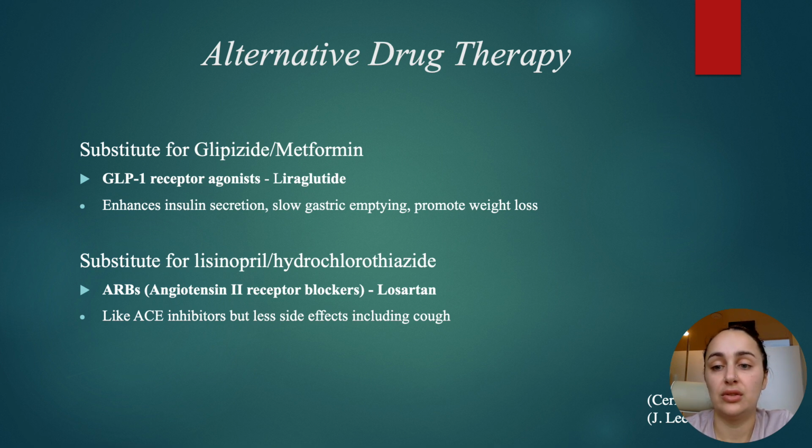Losartan is an angiotensin II receptor blocker and is taken orally for hypertension, diabetic nephropathy, and heart failure. It blocks angiotensin II receptors, causing vasodilation and reducing aldosterone-mediated sodium retention. It's metabolized by CYP2C9 and CYP3A4, and it has a half-life of 2 to 9 hours.